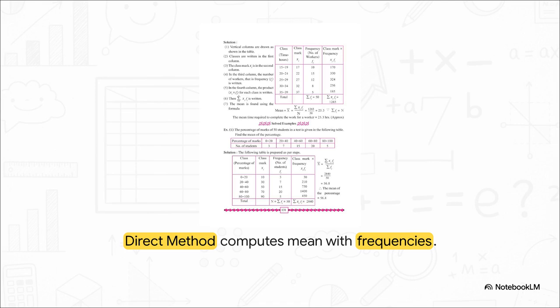In the first column, we have our class intervals. In the second, our class marks, x sub i. And in the third, our frequencies, f sub i. By systematically multiplying each class mark by its corresponding frequency, we get the values in the fourth column, x sub i multiplied by f sub i. We then take the sum of these products, which is 2,840, and divide it by our total frequency of 50. This gives us an exact mean of 56.8. Very simple and elegant, isn't it?